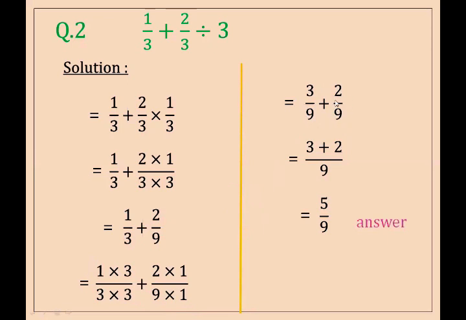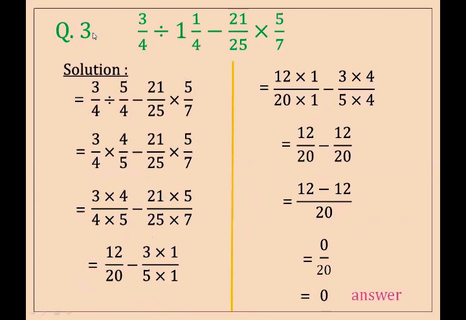Now students, this becomes a like fraction because they have the same denominator here. So here we write the denominator 1 time and we add the numerators with each other. Here we write 3 plus 2, so it becomes 5, and 5 upon 9 is the answer of this question.